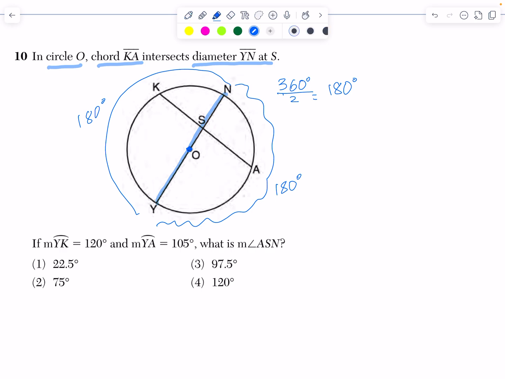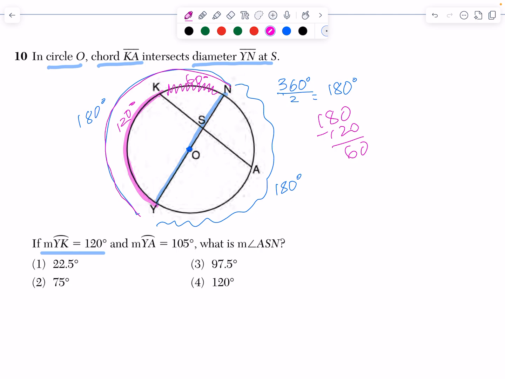Next, let's continue reading. Here it says, if the measure of arc YK is 120, so let me highlight that in a different color. So the measure of arc YK is 120 degrees. Although we might not need this, let's just go ahead and fill in some information. Like we mentioned already, the diameter cuts the circle in half, so this whole arc was 180. To find this arc here, we would do 180 minus 120, which is 60. So this arc here is 60 degrees.